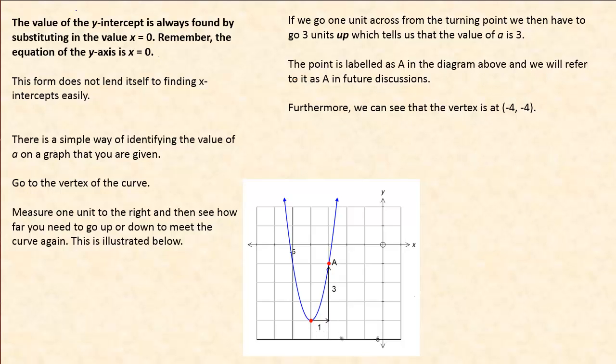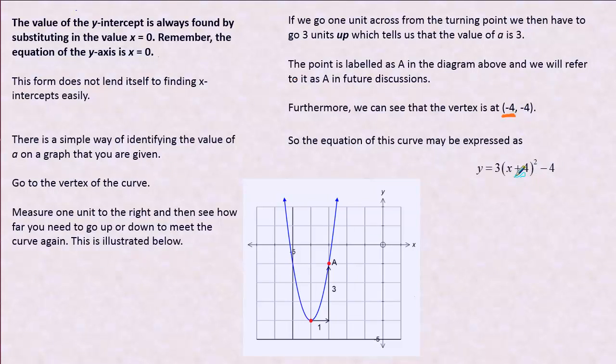Furthermore, if we look at this carefully, we can see the vertex is at (-4, -4). So the equation of the curve may be expressed as y = 3(x + 4)² - 4. Notice how this is -4 and this is +4 in here. We mentioned this earlier. Whereas with the y-coordinate that's -4, and we have -4 out here. And the value of a just slots in at the front.